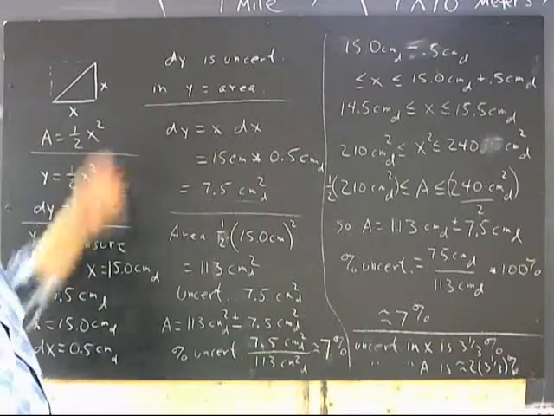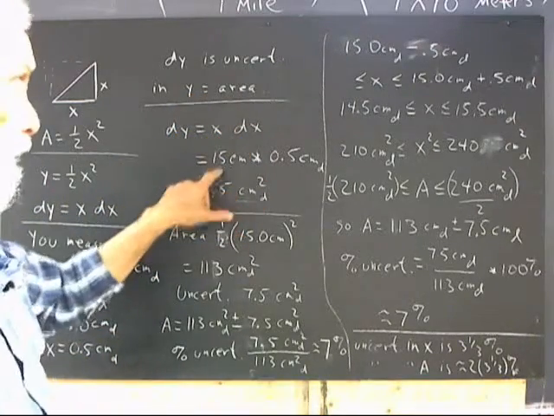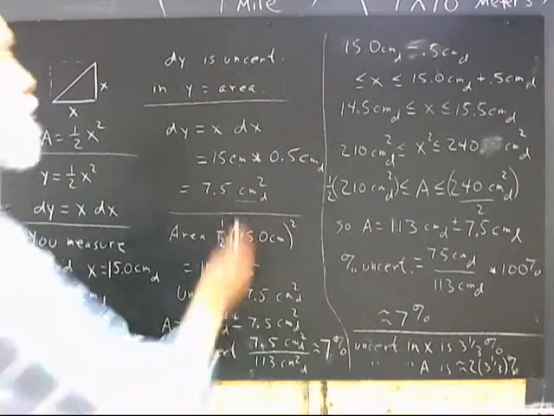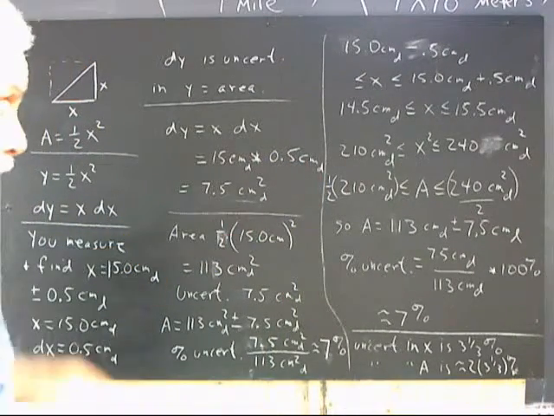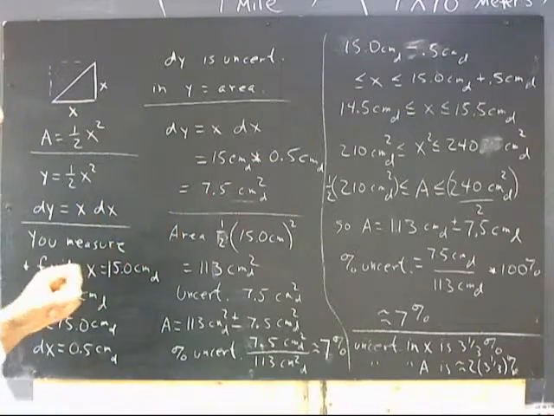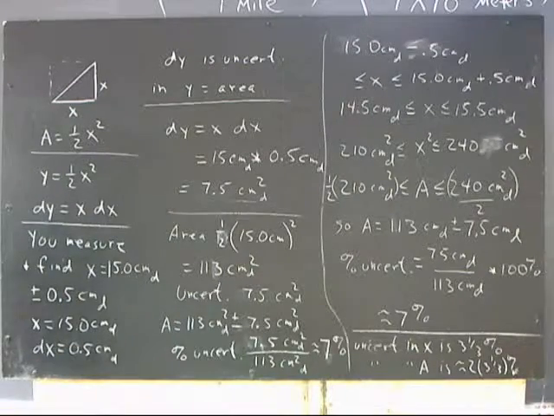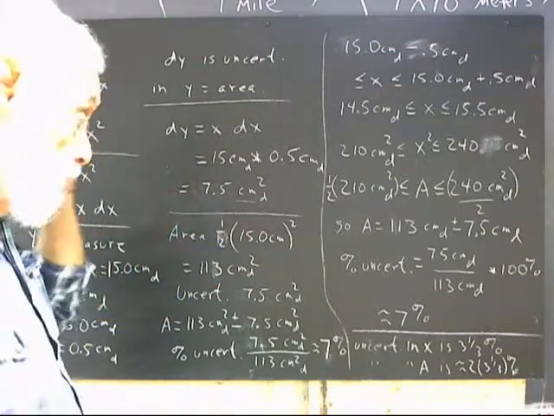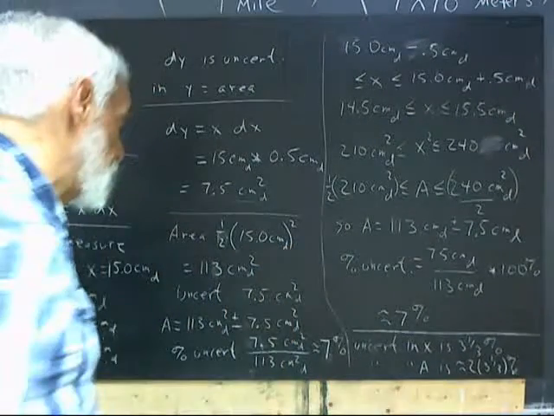Dy, as we said, is the uncertainty in y, which is the area. Okay, dy equals x dx, that's 15 cm multiplied by 0.5 cm, or 7.5 cm squared. So there's your uncertainty in the area due to the uncertainty of 0.5 cm in the measurement of x. Now what's the area? Well, it's 1/2 times 15 cm squared, which is 113 cm squared.